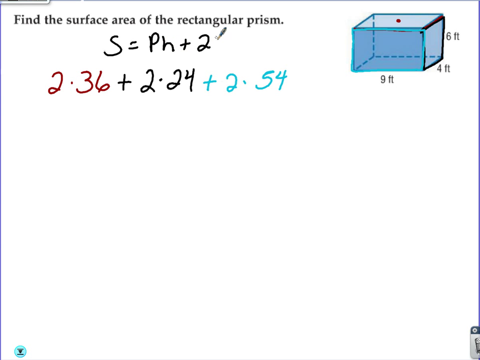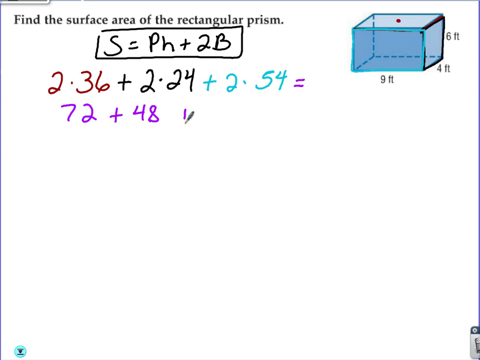pH plus 2b. First off, let's finish working this and see what our area actually is. 72 plus 48 plus 108. That's 228 square feet.